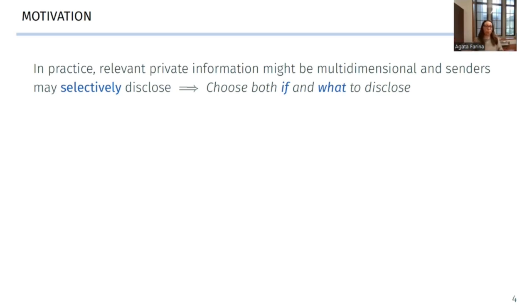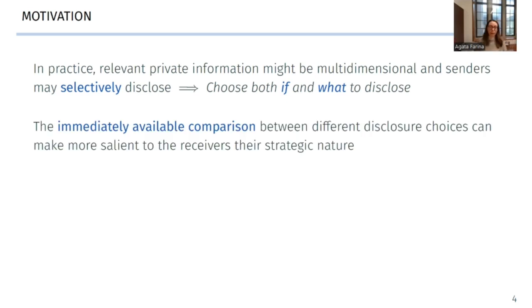In practice, though, there are many situations in which the relevant private information that senders have is instead multidimensional, and the sender can decide to withhold some piece of information and to disclose some other one. So in these settings, senders have a more complicated choice to make, and they can decide both whether they want to disclose something, and if they want to disclose something, what they want to disclose. This may allow the receiver to have in front of them an immediately available comparison between different disclosure choices. And this may make more salient the strategic nature behind the disclosure decision of the sender.